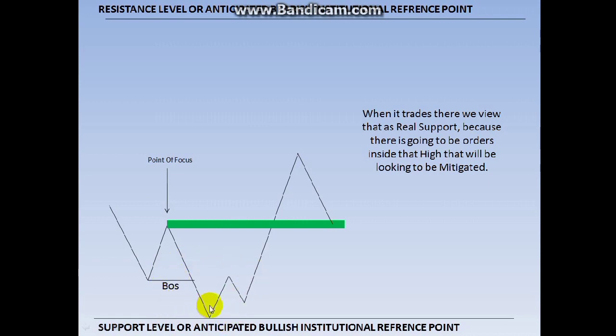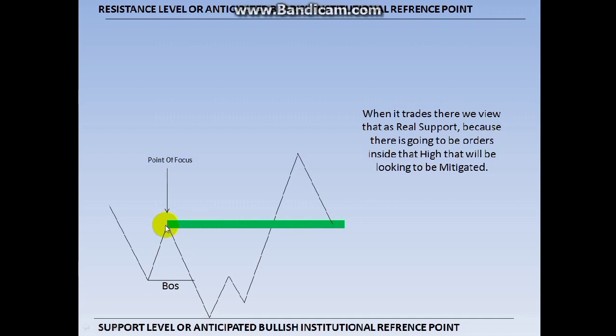So what the breaker is actually is, the breaker is close to the mitigation, because the positions that are running in losses below here, the large banks are going to look to take off those positions as price trades back into this old short-term high.